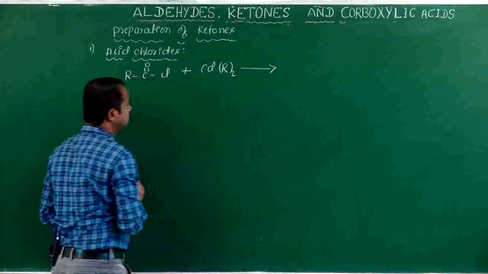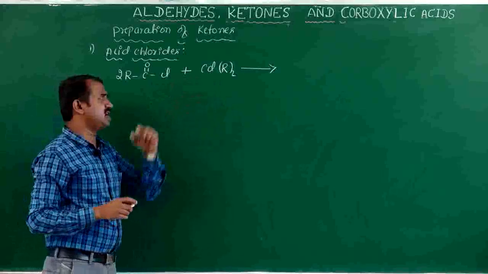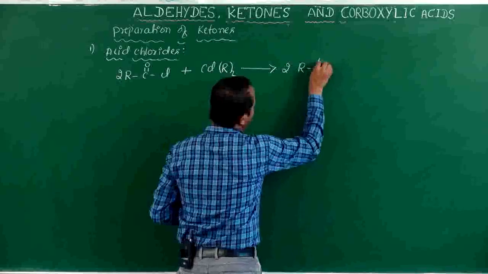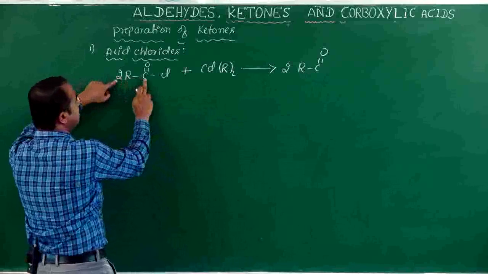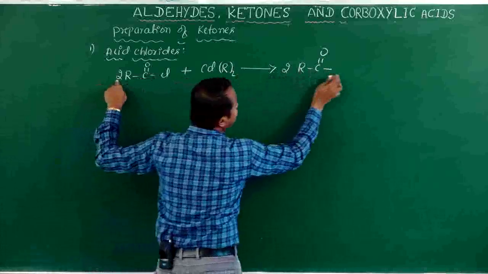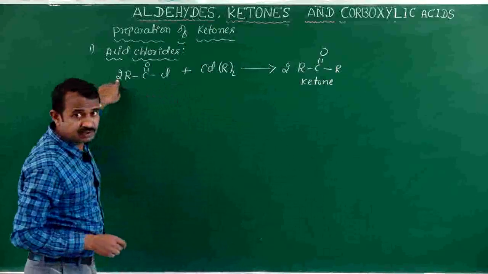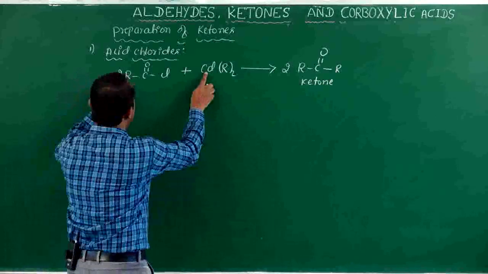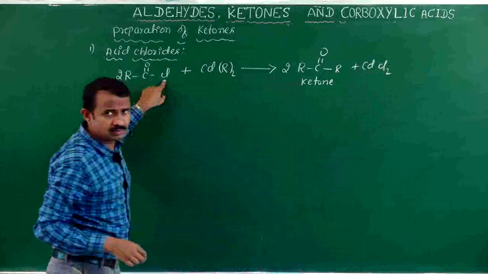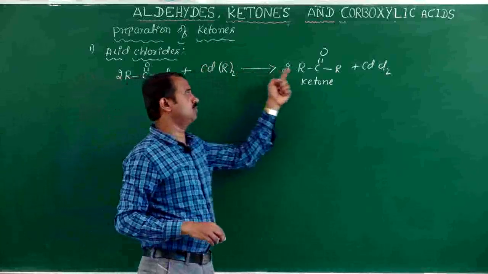to form, here also 2 molecules of acid chloride react with dialkyl cadmium to form 2 molecules of RCOR, which is the general formula of ketone, and the byproduct is cadmium chloride. When acid chloride reacts with dialkyl cadmium, a ketone is formed.